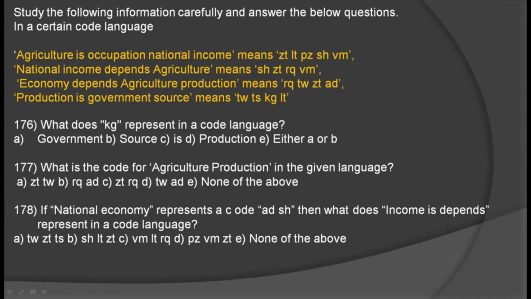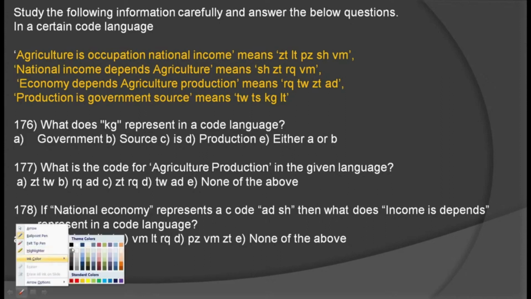Guys, remember that if there are four statements, like see, the words in the first statement are agriculture, is, occupation, national, and income. If any word of this statement is repeated in other statements, like agriculture is repeated in the second statement, and then agriculture again in the third statement, you just identify the code based on comparison only. Don't go with individual coding. So you need to identify whether the words are repeated or not. That is the most important thing.